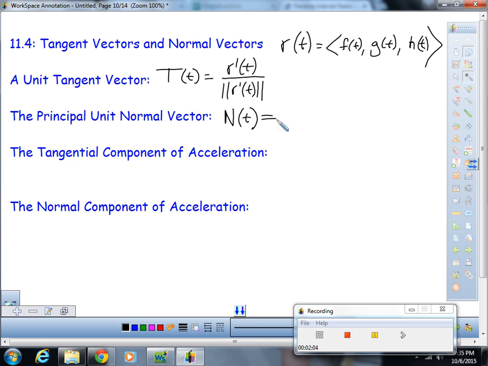Okay? And to find that, you take the derivative of the unit tangent vector over the magnitude of the derivative of the unit tangent vector. Now, I know what you're thinking. Hold on, it was a unit tangent vector, so shouldn't the magnitude of the derivative be 1? No, because you're taking the derivative of it. Okay?